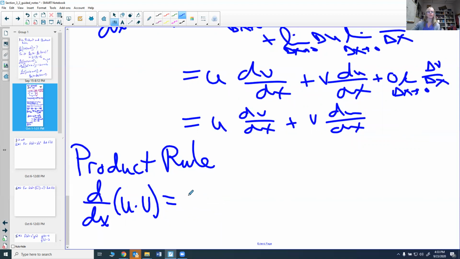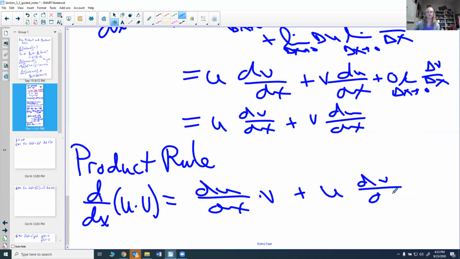And it always is that you take the derivative of your first function times your second function plus your first function times the derivative of your second function. And that really is the product rule. So we're going to now use that rule to do these derivatives.